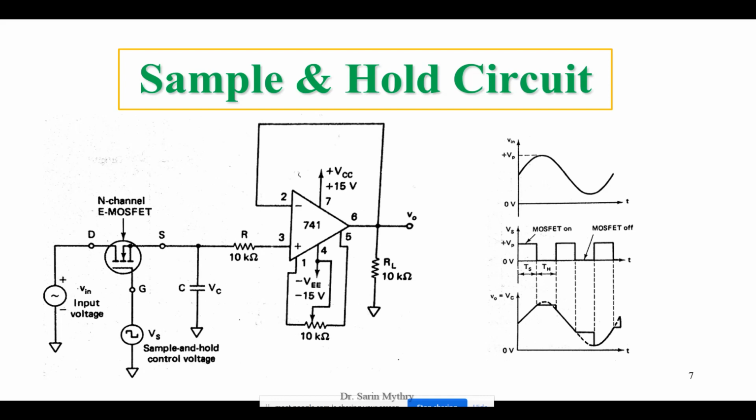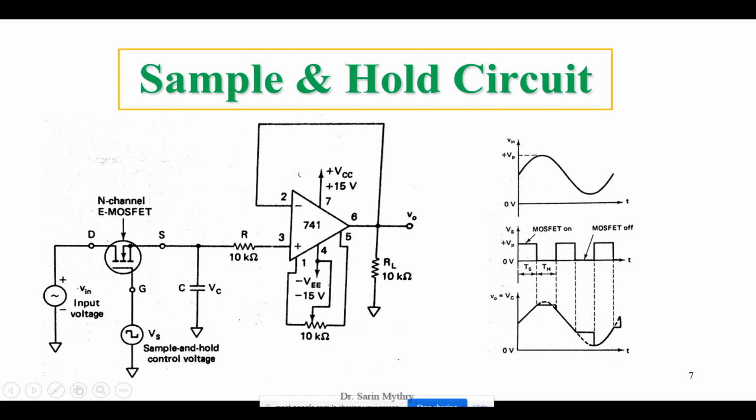Since the MOSFET is turned off here, the time period of this hold operation is TH, you can see here, of the sample and hold control voltage Vs. During this time, what happens? The voltage across the capacitor is constant, and that's why whatever the capacitor value is, it is held and obtained at the output.